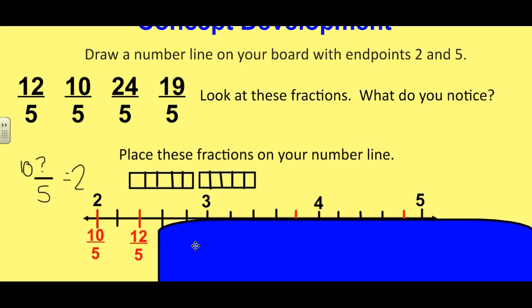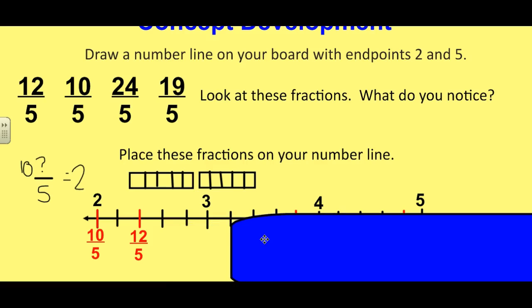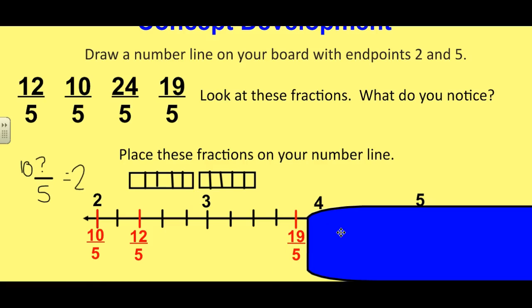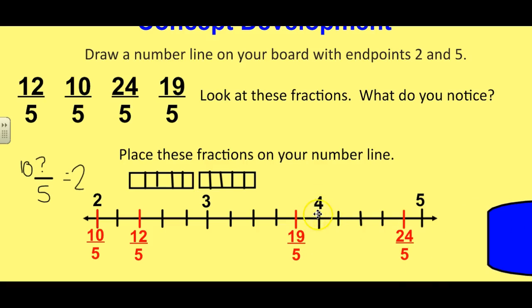And then it would go to 13/5, 14/5, 15/5, 16/5, 17/5, 18/5. And then we will have 19/5 right before we get to the 4 as the whole number. And then we would go from 21/5, 22/5, 23/5, all the way to 24/5 right here. So this is where you would label all of your fractions on the number line.